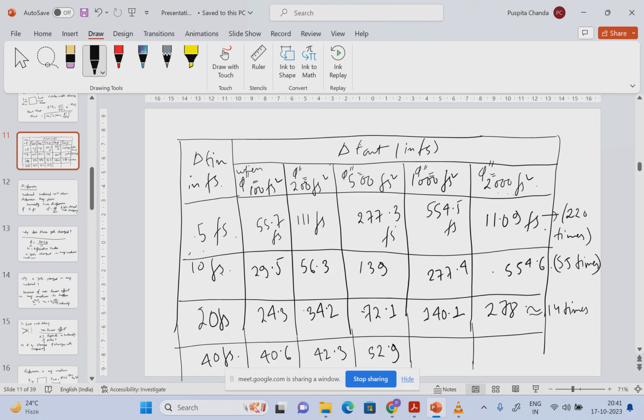This is 80. This is 144.3. This is almost 3.6 times. So the group delay dispersion, you can see, is the same, but the 5 femtosecond pulse becomes so large, while the 40 femtosecond pulse becomes large, but not that large.